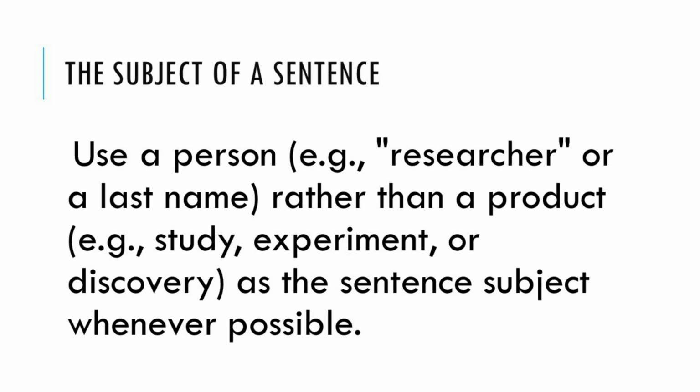Subject of a sentence. So you always want to use a person, the researcher, so their last name essentially, as the subject of any sentence. Do not use the product. Do not use the study or the experiment. Do not use the thing that they did as the subject. So always make the subject of the sentence the person or the researcher doing the study whenever possible.